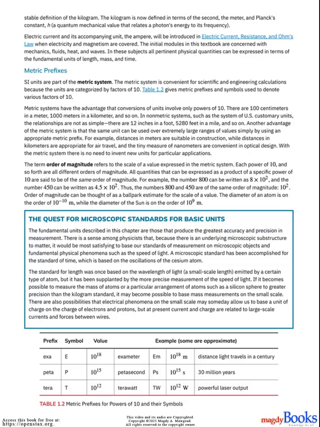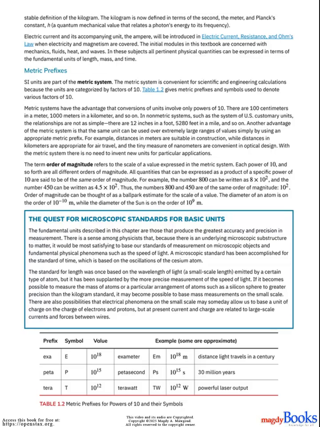The term order of magnitude refers to the scale of a value expressed in the metric system. Each power of 10, and so forth, are all different orders of magnitude. All quantities that can be expressed as a product of a specific power of 10 are said to be of the same order of magnitude. For example, the number 800 can be written as 8 multiplied by 10 to the power of 2, and the number 450 can be written as 4.5 multiplied by 10 to the power of 2. Thus, the numbers 800 and 450 are of the same order of magnitude, 10 to the power of 2.